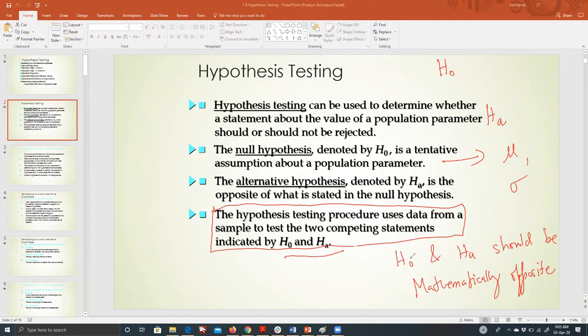Means if H naught is true, HA cannot be true. If HA is true, then H naught cannot be true. So they have to be mathematically opposite. Okay.